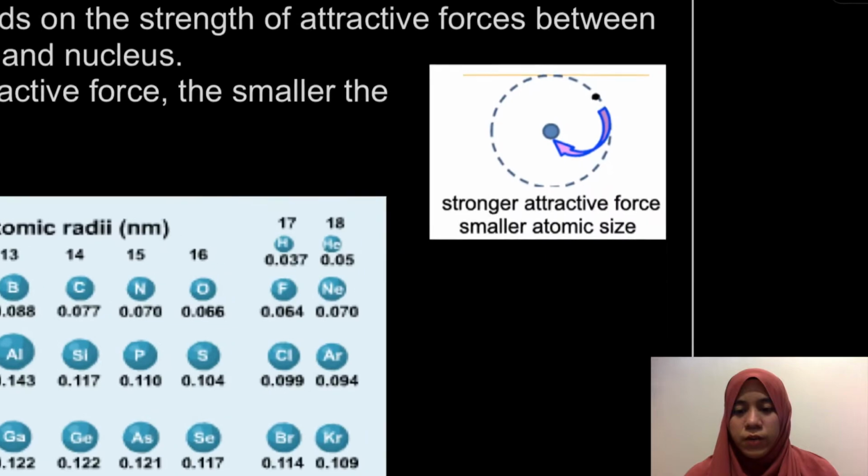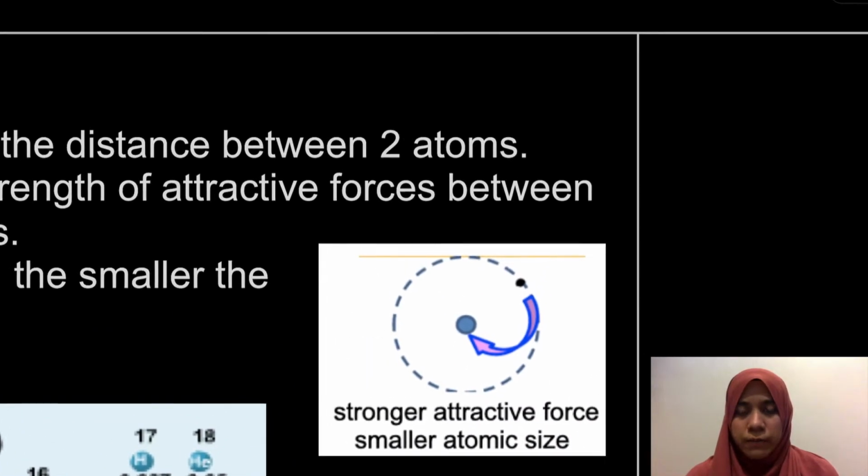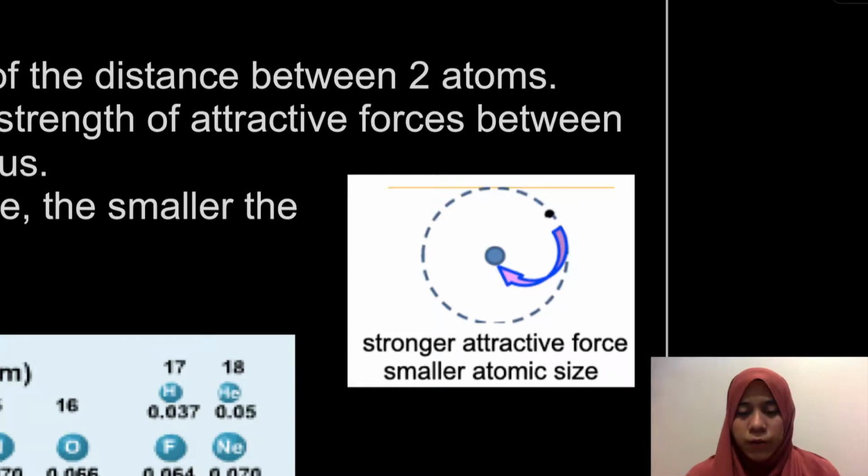Why? For example, here is our shell. In our nucleus, there are protons inside, so the nucleus itself is usually a positive charge, whereas the electron we know is a negatively charged species. For opposite charges, it means there is an attraction between our nucleus and our electron. So if the attraction between the nucleus and the valence electron is high, the electron will be pulled closer to the nucleus, hence it will have a smaller atomic size. So that is what it meant.